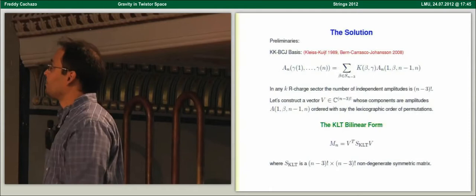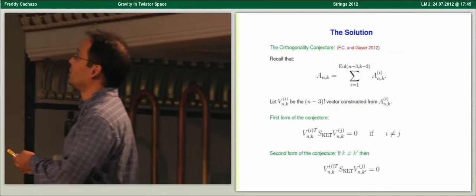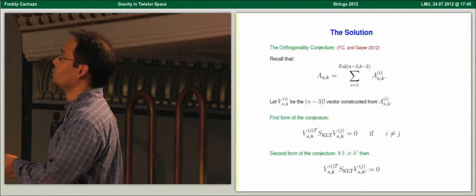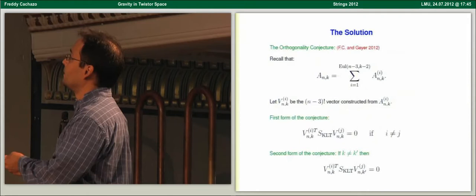And here is the miracle that we were hoping for. At the moment, it's a conjecture. We call it the orthogonality conjecture. So recall that any amplitude can be written as the sum over these many solutions. I'm abbreviating the Eulerian numbers in this form. So we have these many solutions, and I label each solution by the label I.